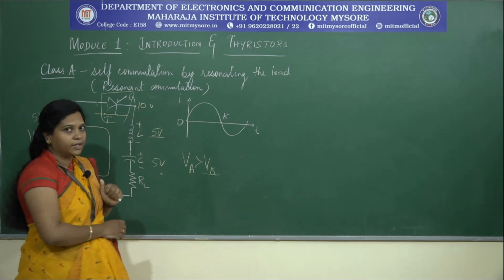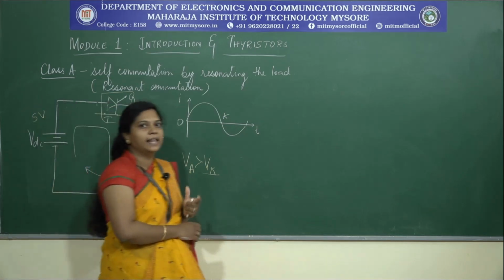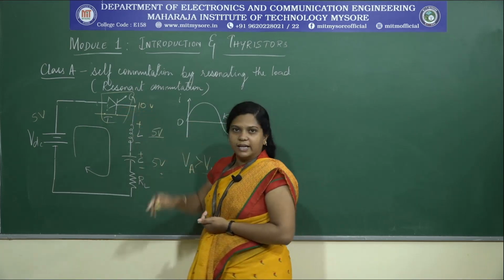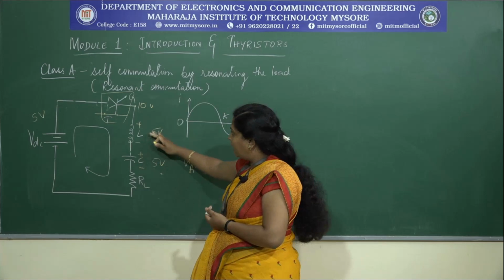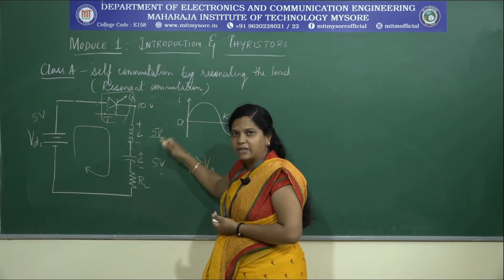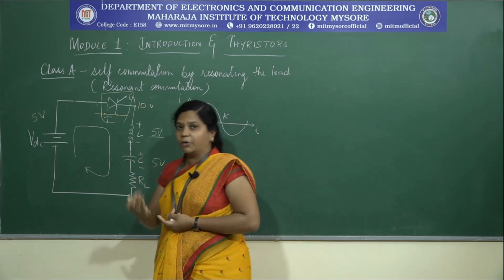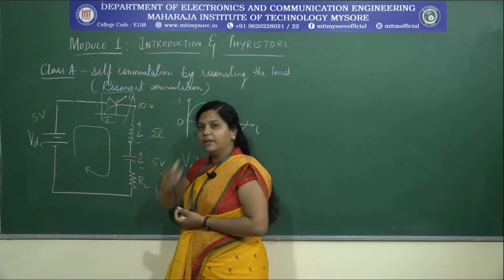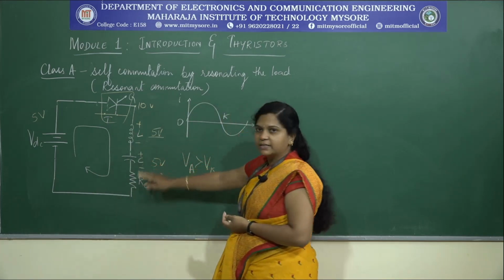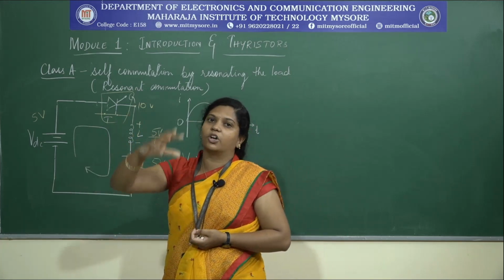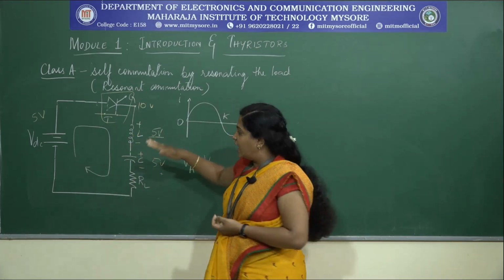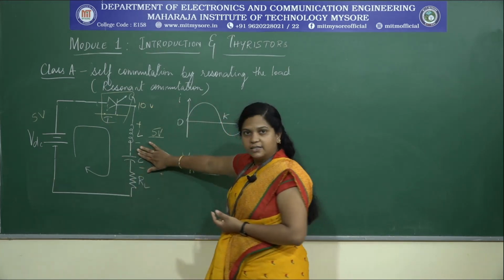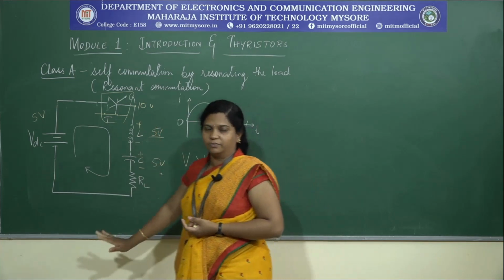So what is happening now? By using L and C commutating components in series, you are going to turn off the thyristor. After it has reached the maximum value, its saturation value, the property of L and C is that energy will be stored in the inductor and then released from the inductor. Similarly, the capacitor will get charged, and after some instant of time the capacitor will discharge. This is the law of the inductor and capacitor.